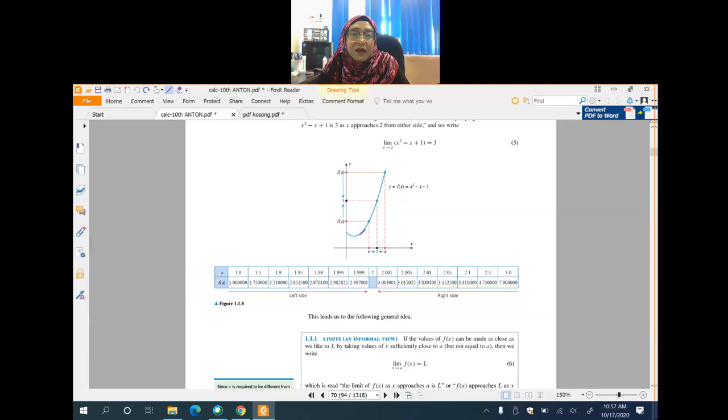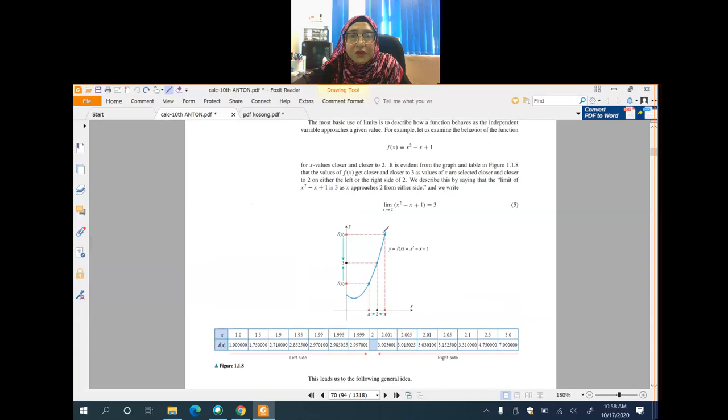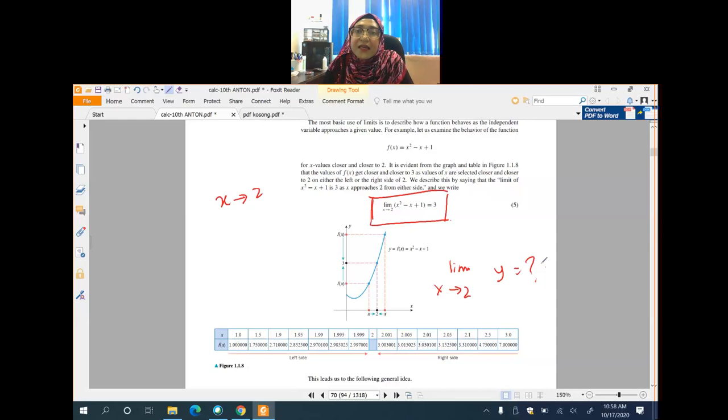Okay, and somehow the question asks you to find the limit as x approaching 2. x approaching 2. So this is what the question asks you. So in a mathematical way of writing it, this is how it looks. So the limit of y as x tends to 2. So find this. So that is what the question is actually asking you for. Okay, the limit of y as x tends to 2, where your y is x squared minus x plus 1.